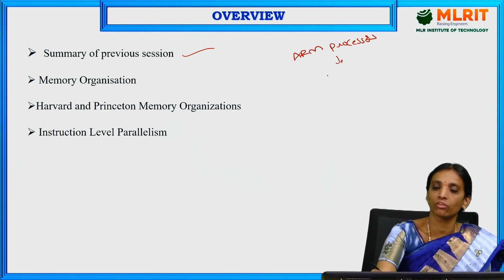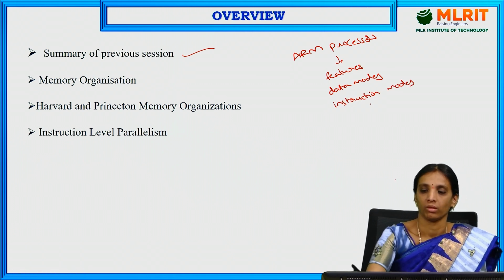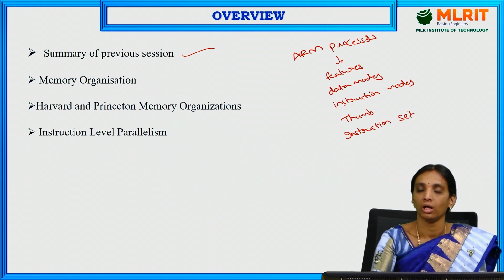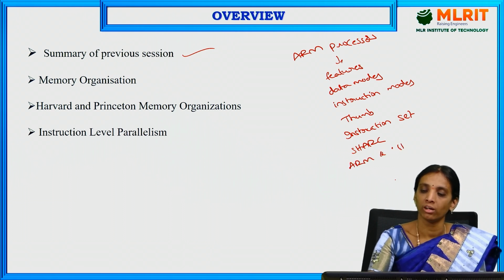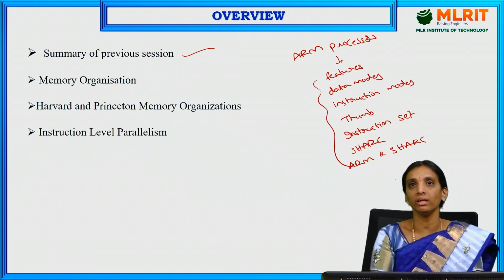What are the features of ARM processors? What are the different data modes and instruction modes of ARM processors? What is meant by thumb mode or thumb instruction set, and what are the different types of instruction sets available in the ARM processor? And what is the SHARC processor? What are the differences between the ARM and SHARC processor? These are the topics covered in the previous session.